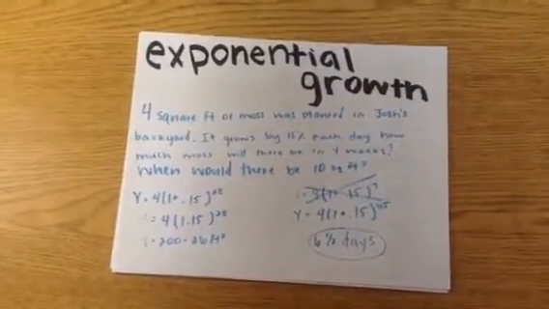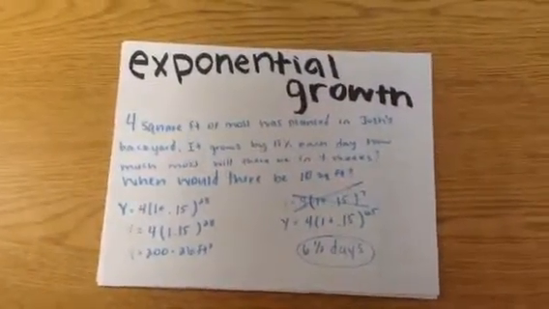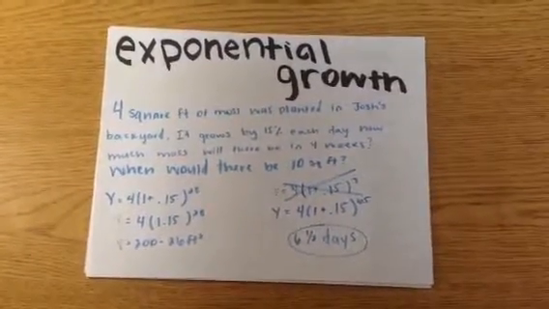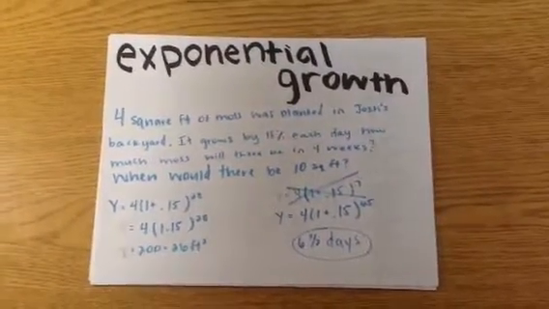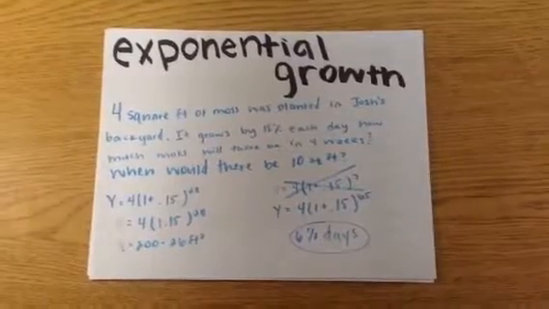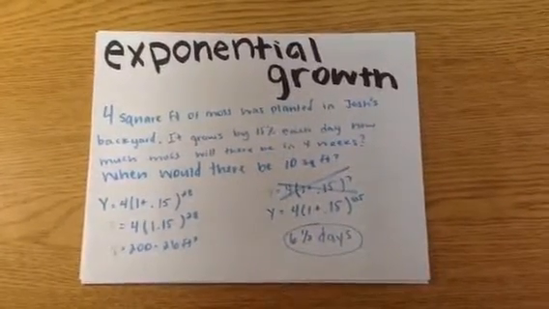So, exponential growth. 4 square feet of moss was planted in Josh's backyard. It grows by 15% each day. How much moss will there be in 4 weeks? When would there be 10 square feet?